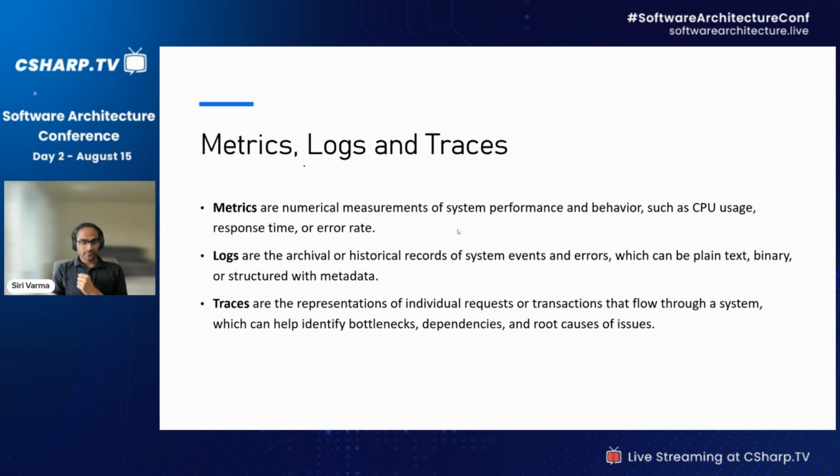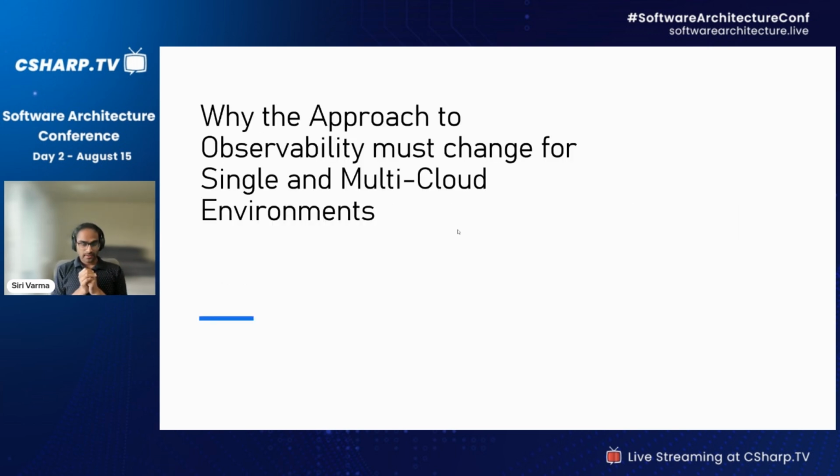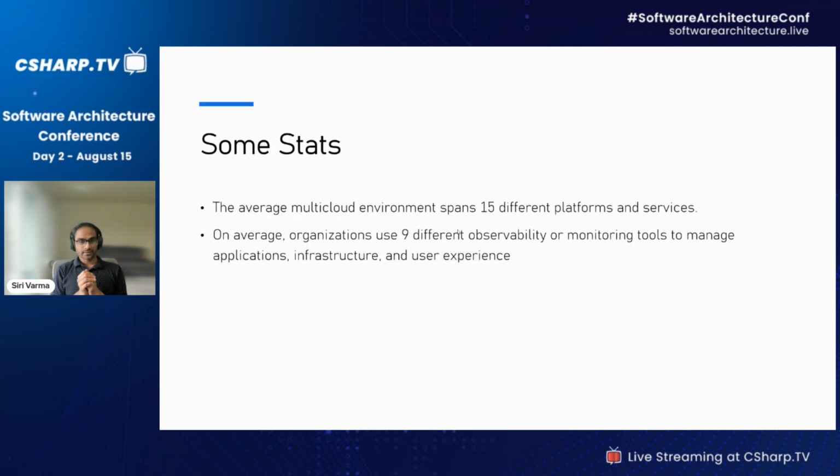Now that we have fundamentals in place, let's look at why the approach to observability needs to change in a multi-cloud environment. Before that, some stats. On an average, a company using cloud to offer services uses at least 15 different services. What I mean by that, for example, let's say I am a provider that offers a logging product to customers, right? Where customers can come and ingest logs and search them.